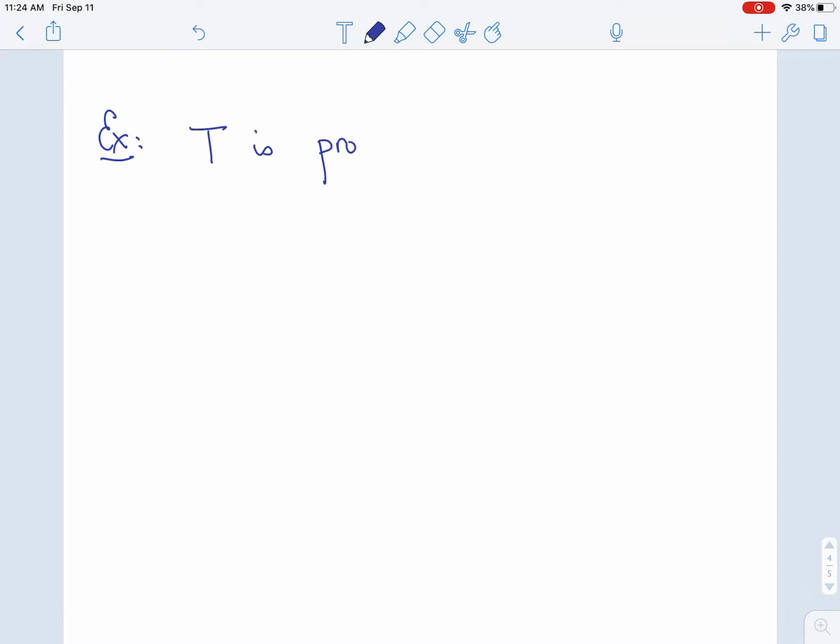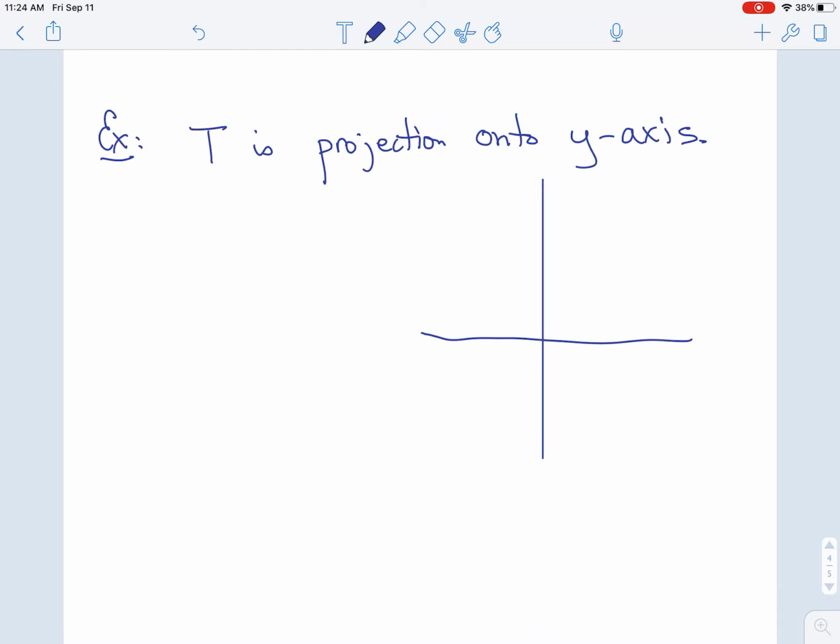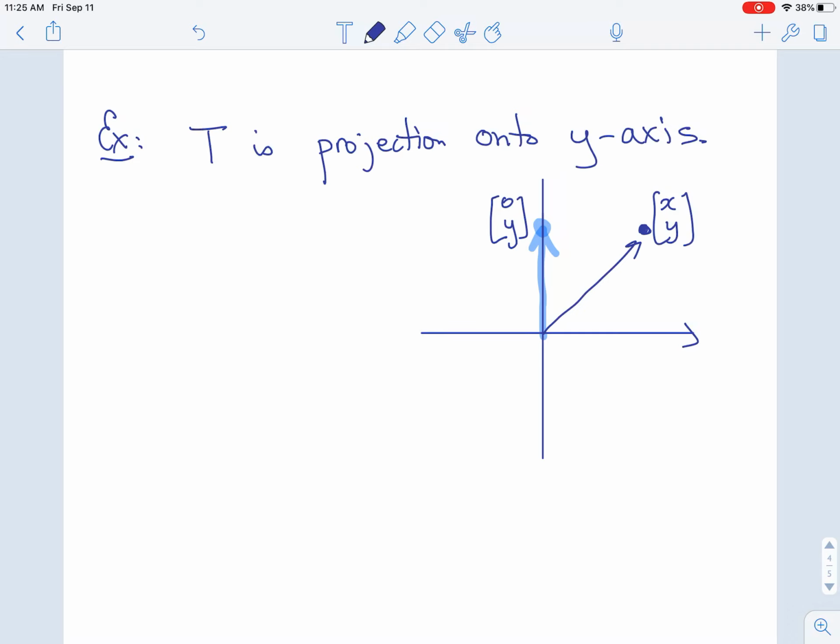And let's just say that T is projection onto the y-axis. I think you had a homework problem that was about that. And so what's happening pictorially is that if you have any vector, like say a vector over here, it's going to get squished. It's going to be sent down like a movie projector. It's going to project it onto this y-axis. So this vector here would get sent down to this vector up here. Okay? And so if we think about coordinates, if this point had coordinates x, y, where would it wind up? Well, it would wind up at 0, y.